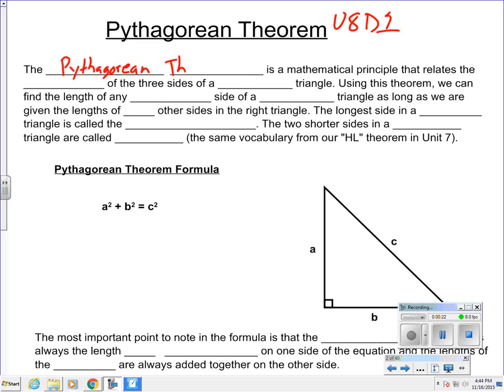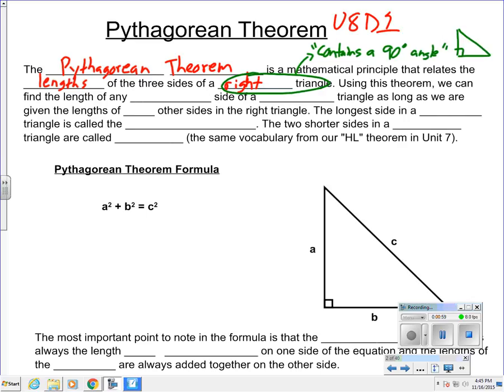So the Pythagorean theorem is a mathematical principle that relates the lengths of the three sides of a right triangle. It's important to see with this theorem that we're only talking about right triangles, so that means a triangle that contains a right angle. It has to have a 90-degree angle to be able to use this.